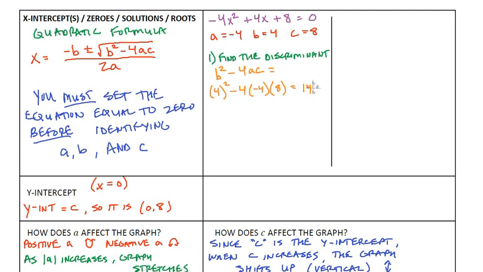Now, I might teach this differently than other teachers, but I like to have you do the discriminant first, and then use that in your quadratic formula. Otherwise, you're trying to put the whole formula in your calculator at one time, and it's really easy to make a mistake when you're putting all of those things in. So we'll find the discriminant first.